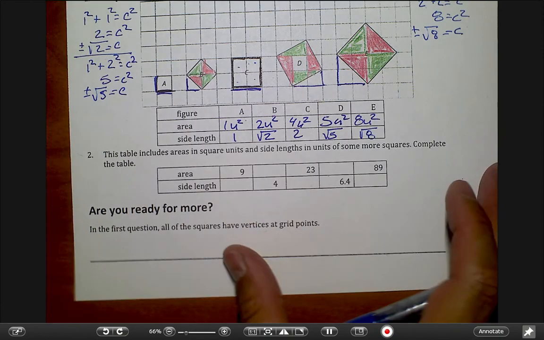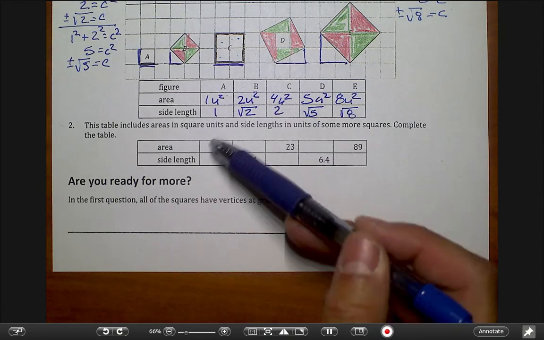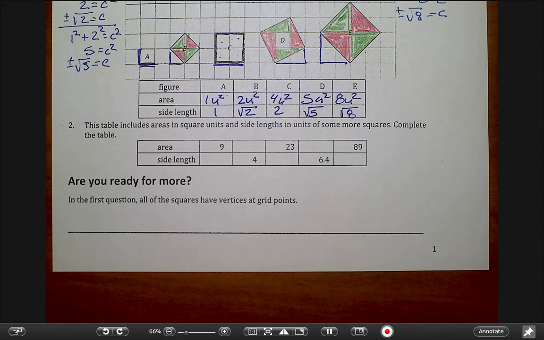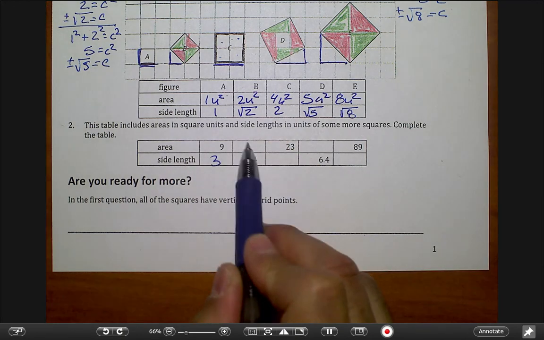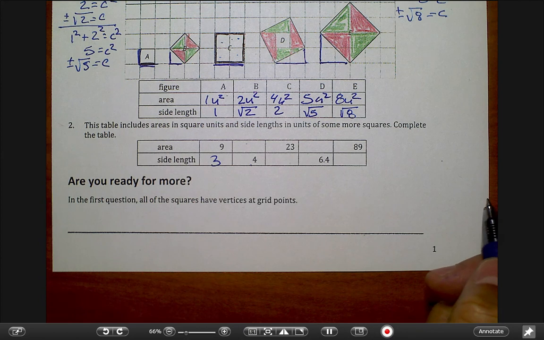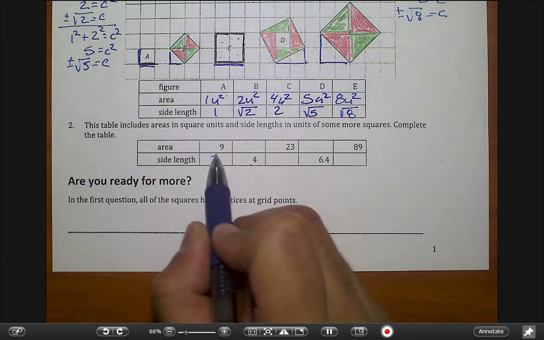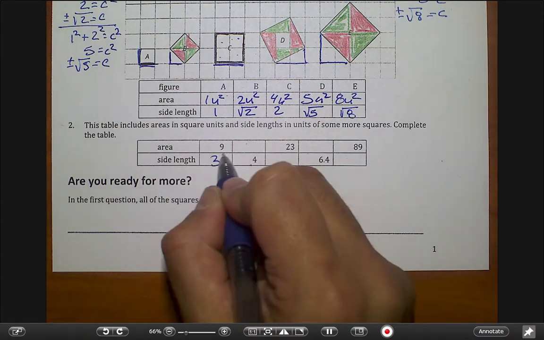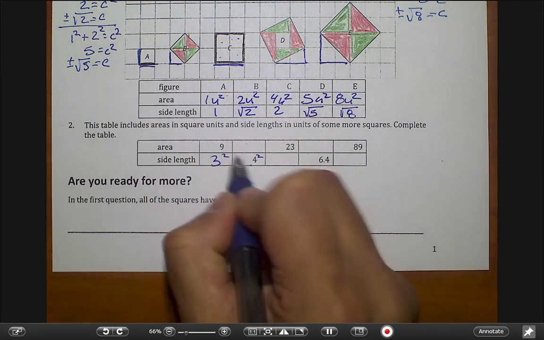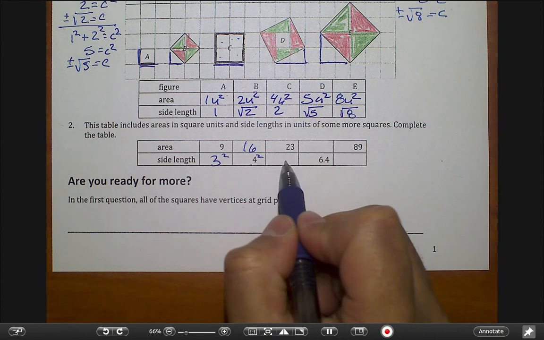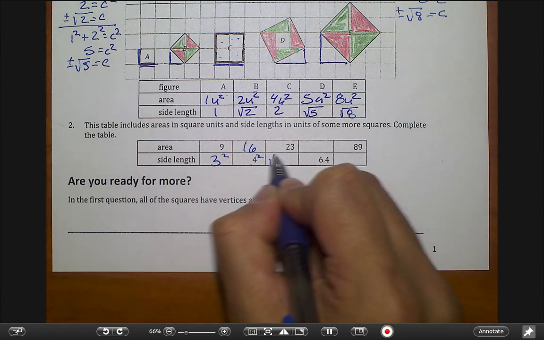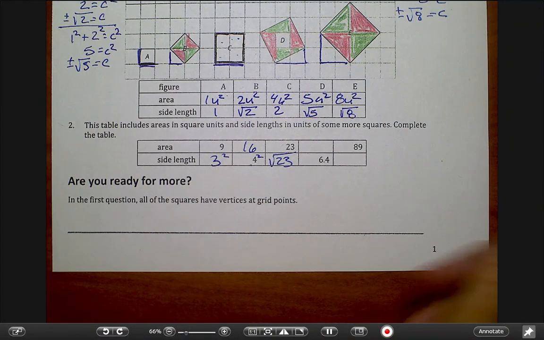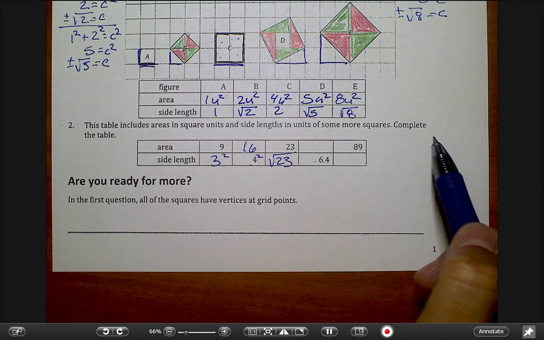All right, let's see if you guys figured out the pattern then. If my area is 9, what is the side length? 3. If the side length is 4, what's the area? I heard it. 16, right? So it'd be like saying this squared. And this is 16. What is the side length here? Square root of 23. And that's about 4.8, you probably need a calculator for that one.